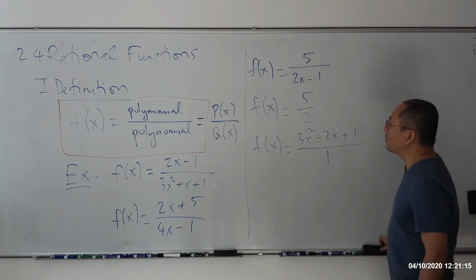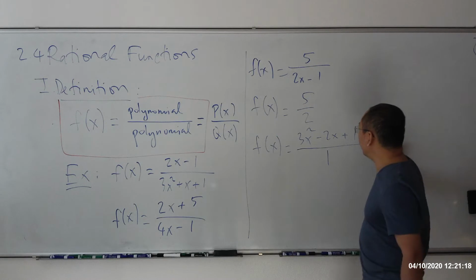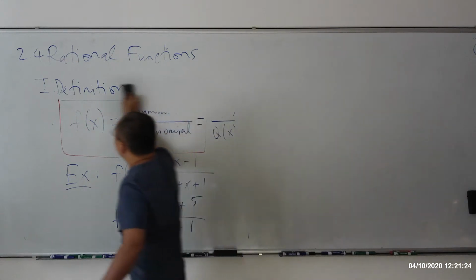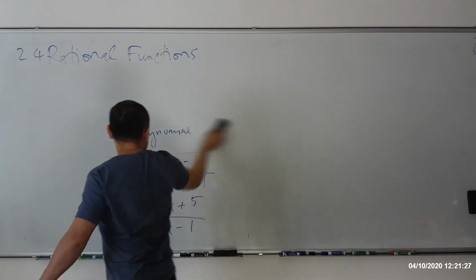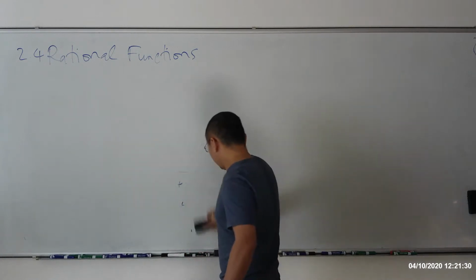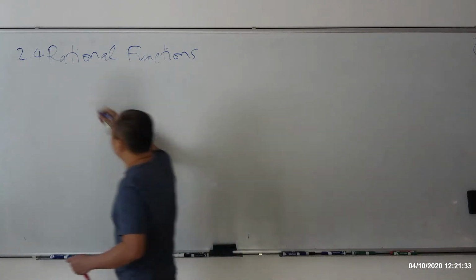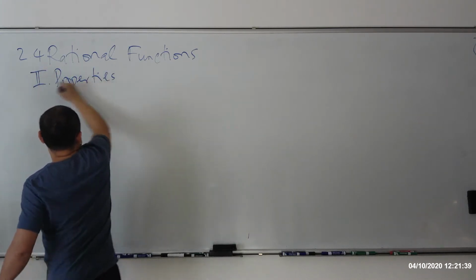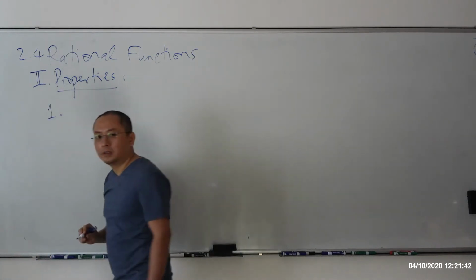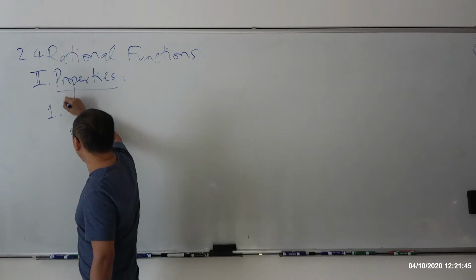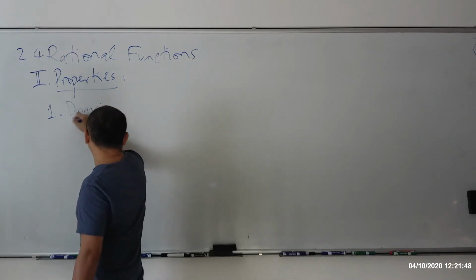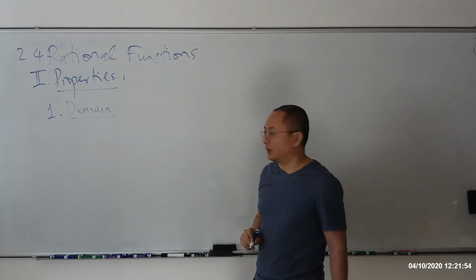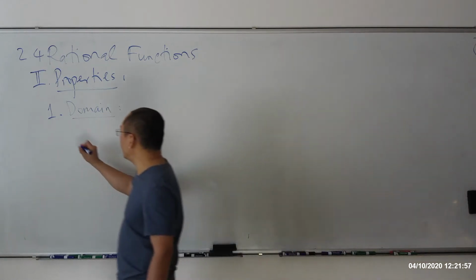Let's move on to some basic properties of rational functions after we got the definition. Some basic properties. First of all, I'm going to talk about the domain. The domain of a rational function is kind of significant in here because we're dealing with a fraction. Okay? So let's start with an example then.